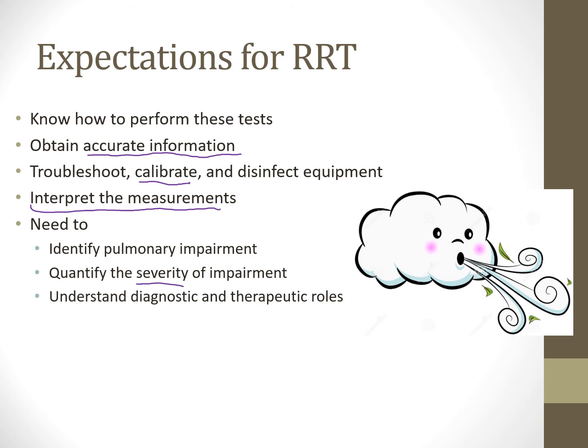So this is where, you know how we talked about hypoxemia and how a PaO2 of 80 to 100 was normal, and then we had mild severity of hypoxemia if it was 50 to 79, and so on and so forth. So when we're looking at this, we need to be able to determine the severity based upon the numbers, and we'll go over the different levels of impairment. And this is going to be a big key, along with understanding the diagnostic and therapeutic roles that this plays.